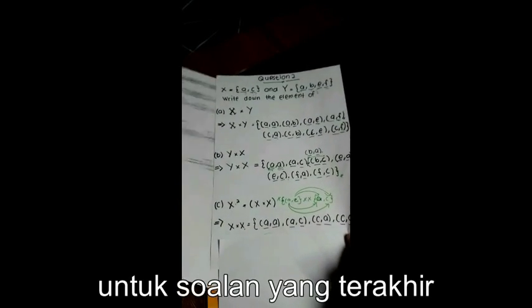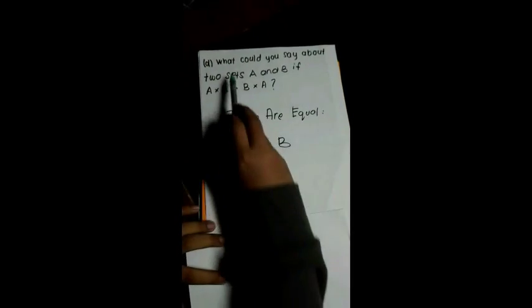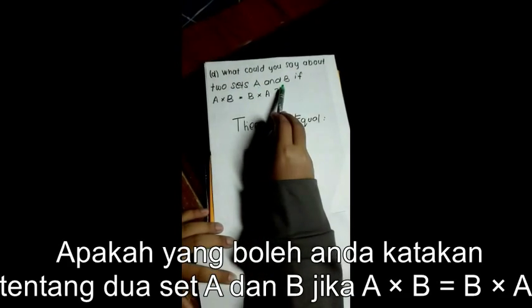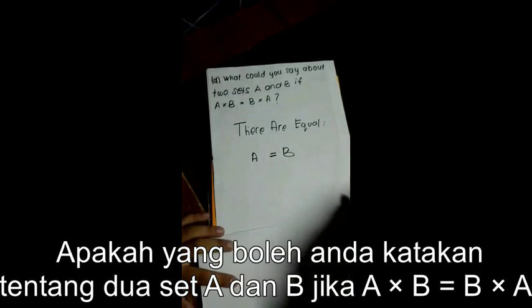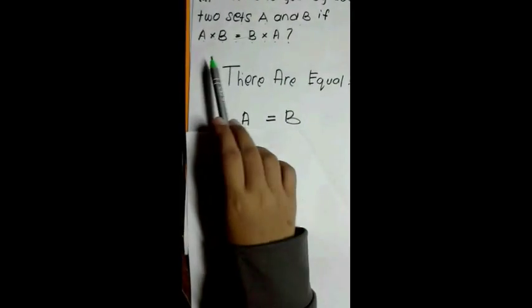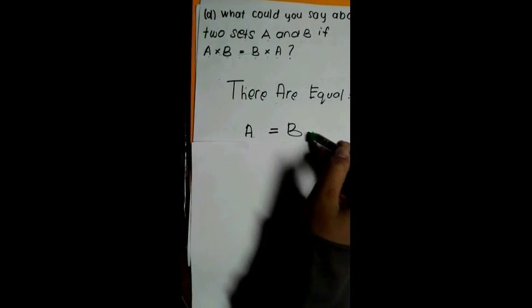For the last question, what could you say about two sets A and B if A cross B equal to B cross A? So the answer is they are equal, which is A equal to B automatically.